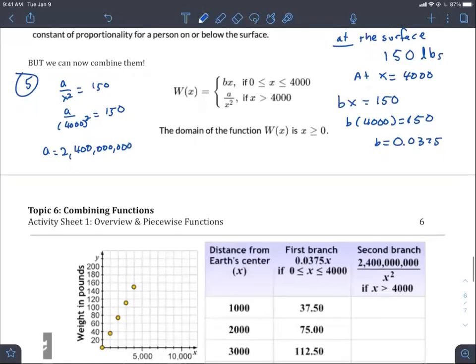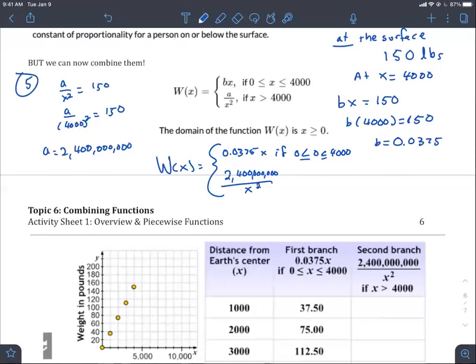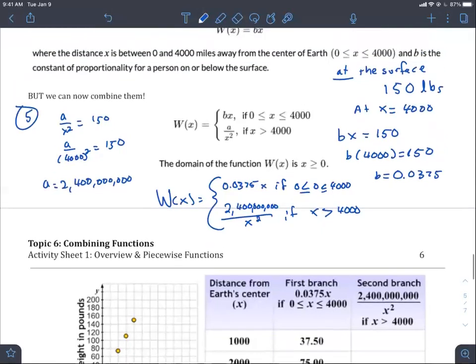So we now have our true piecewise weight function of 0.0375 x for values of x between 0 and 4,000, and 2,400,000,000 divided by x squared if x is greater than 4,000. And that, my friends, is question 5.